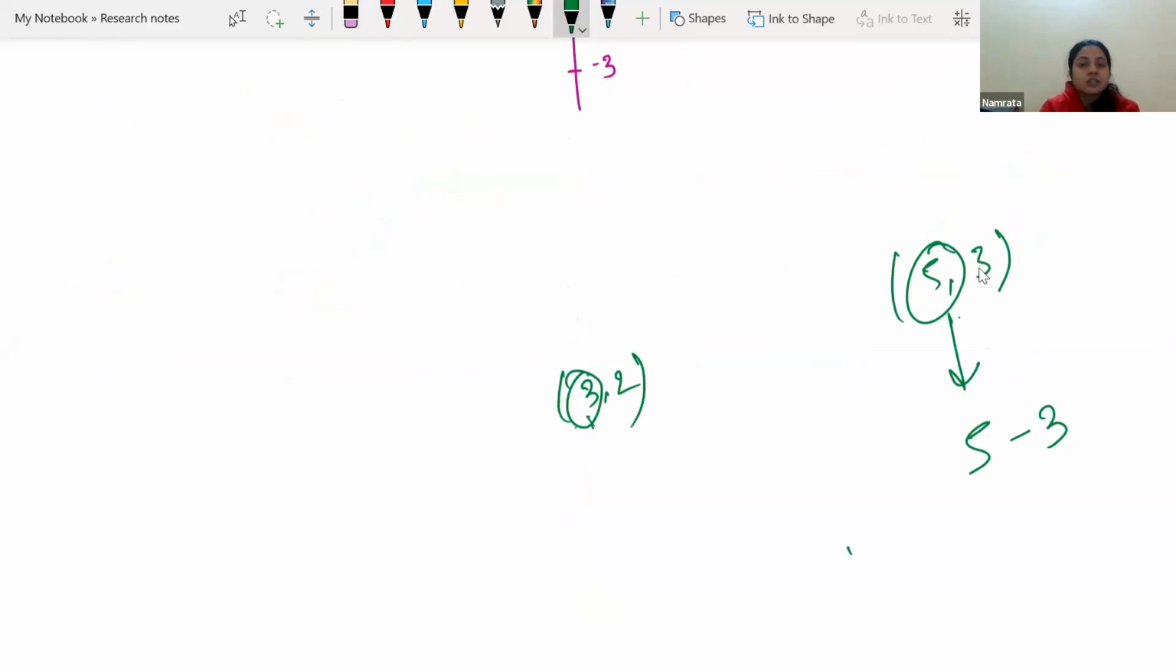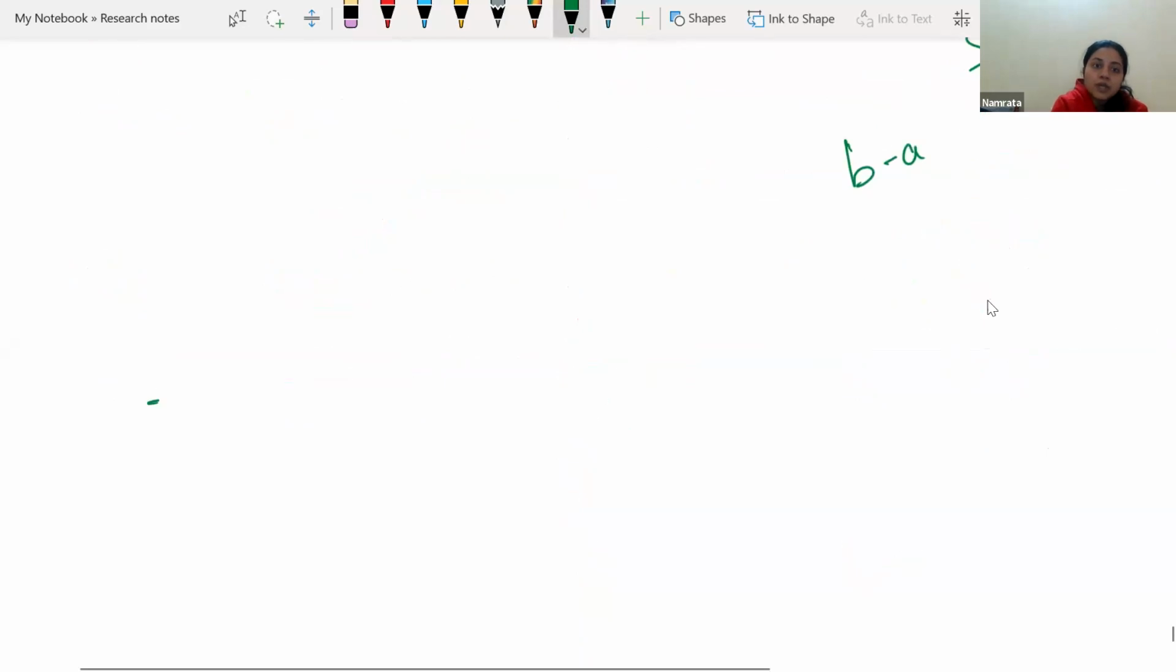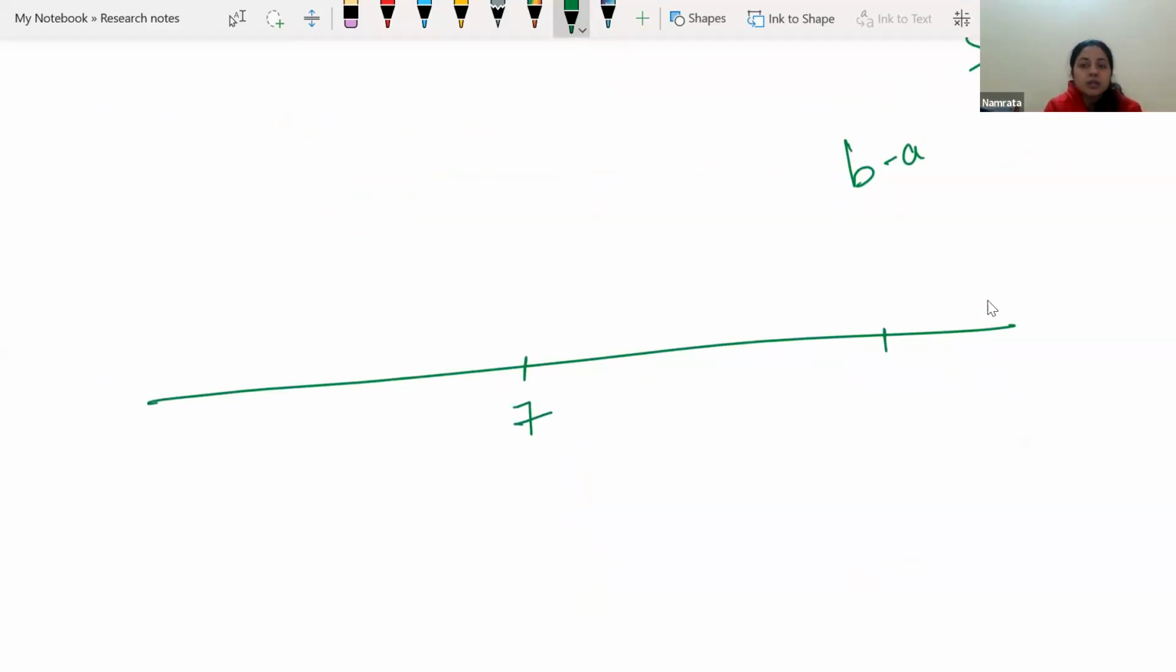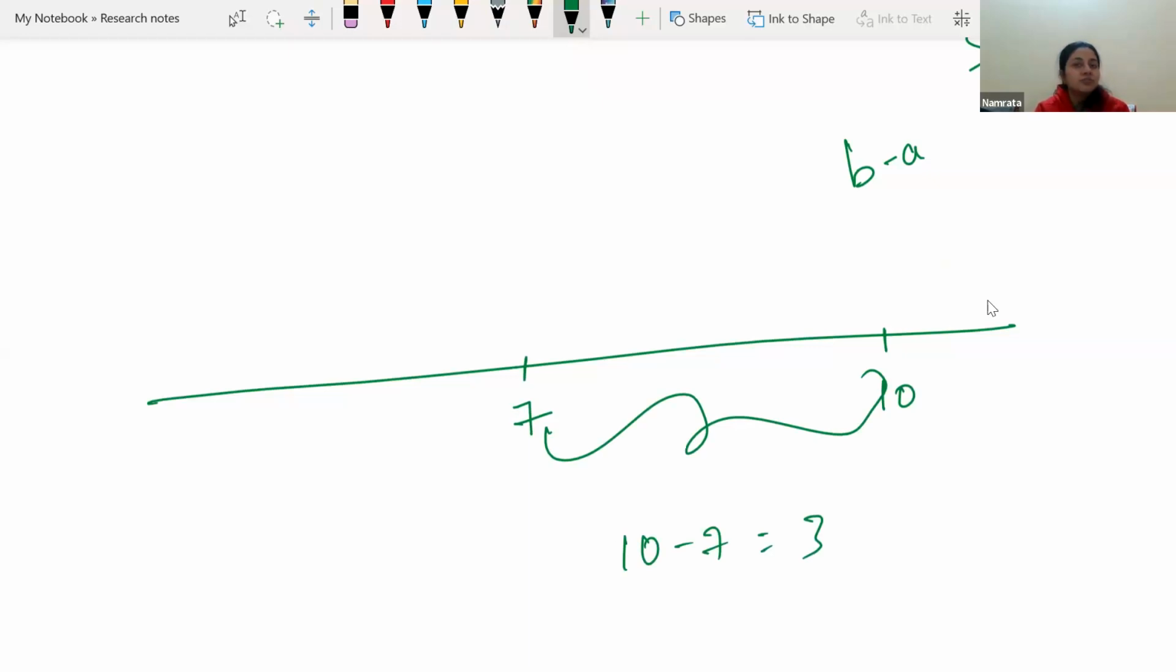Okay, there is a formula to find the distance, that is b minus a, that will give you the distance. On the number line, if we have a number 7 and a number 10, and we have to find the distance between them, then we can do 10 minus 7, that is 3 units. We could say 3 meter or 3 centimeter. If we don't know whether it is meter or centimeter, we can say it is 3 units.